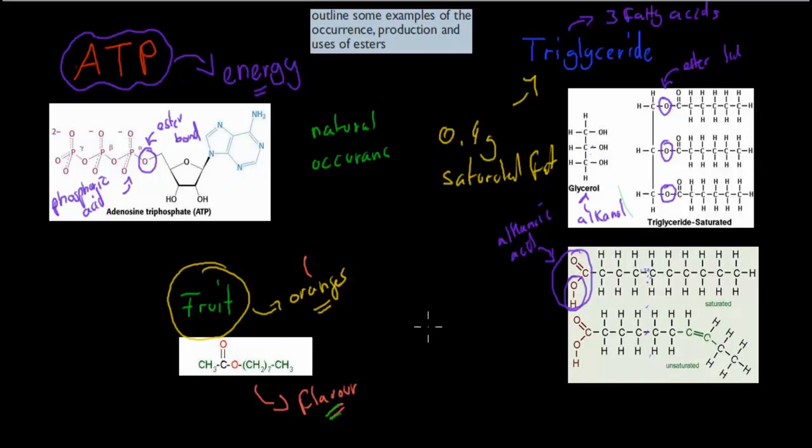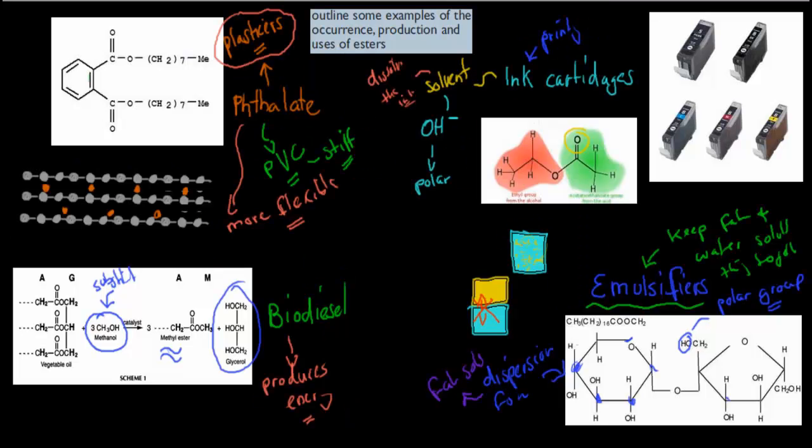And the uses we mentioned earlier: flavor for fruit. Triglycerides are used as energy in our body, and also used for cell membranes, for example. ATP is used for energy. Now we've got plasticizers. For example, the ester phthalate. I really struggle saying this word. I'm still probably wrong. But phthalate is a plasticizer, which means it makes things more flexible by going in between the chains, making a bit more space between the chains, which makes it more flexible, less stiff. And that's used to make PVC more flexible.